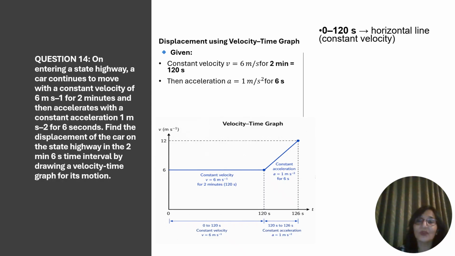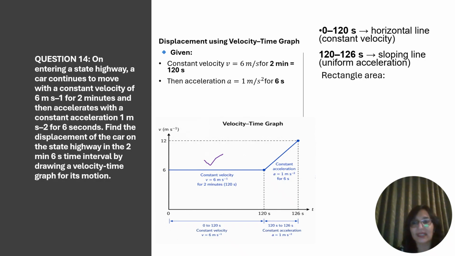Once again, the horizontal line, which you can see on the screen, is the constant velocity. It is 0 to 120 seconds. From 120 to 126 seconds, again you see it is a sloping line, which is a uniform acceleration. So that rectangle area, can you see this rectangle area? You have to calculate 6 into 120. So how did we get the 6 into 120, children?